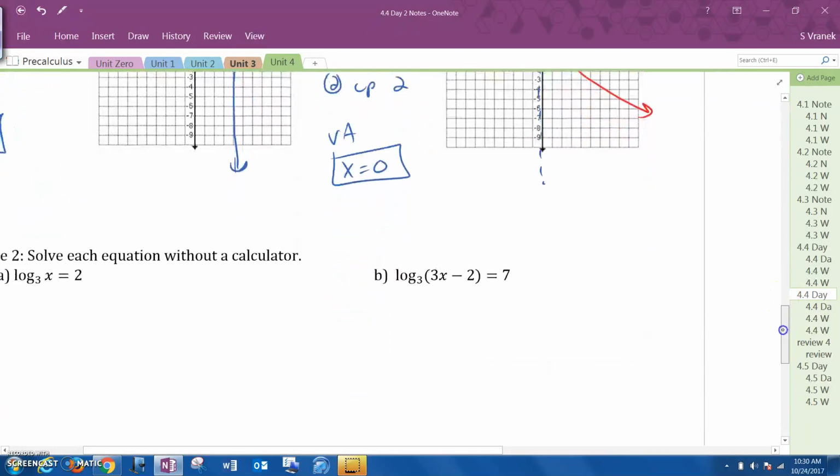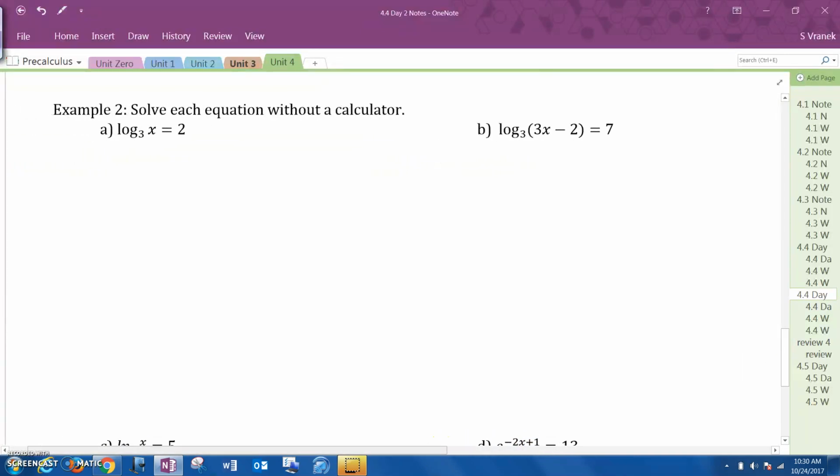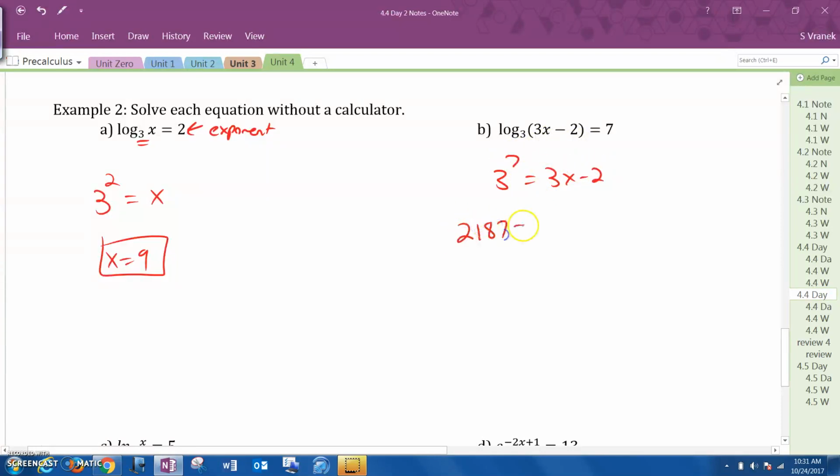No calculator, pretty easy. So these we're supposed to solve without a calculator, although letter B gave us some big numbers. Remember, when you have a log that you're trying to solve and you can't figure out what it is here, rewrite it into exponential form. Remember, this is your exponent. This is your base. So it's saying 3 squared equals x. So x equals 9. Here, our exponent is 7, so 3 to the 7th equals 3x minus 2. Again, you're not supposed to know these numbers off the top of your head because they're kind of big. So you should end up with an x of 2189 over 3.